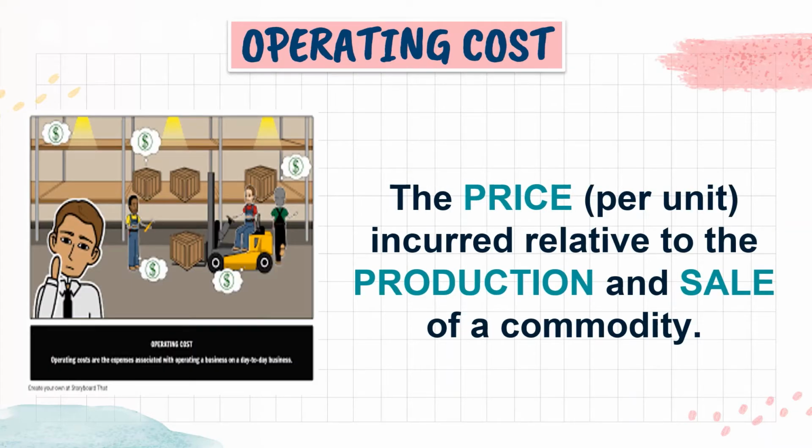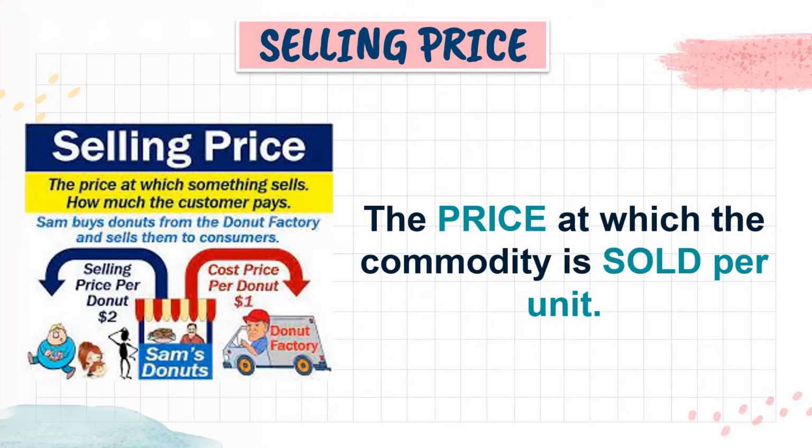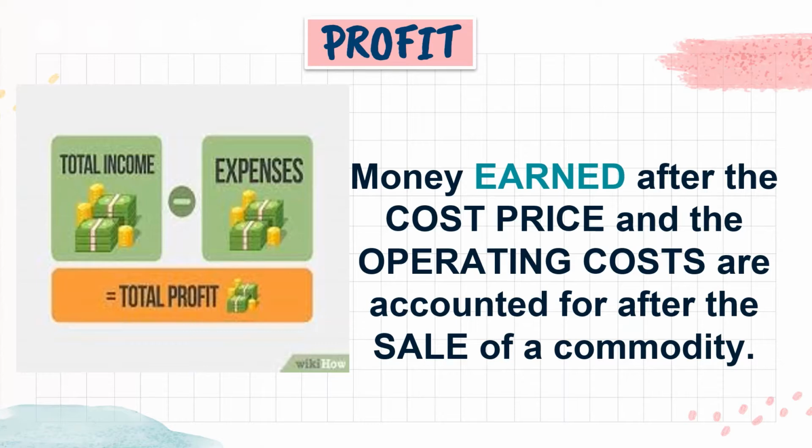Operating costs: the price per unit incurred relative to the production and sale of a commodity. Selling price: the price at which the commodity is sold per unit. Profit: money earned after the cost price and operating costs are accounted for after the sale of a commodity.